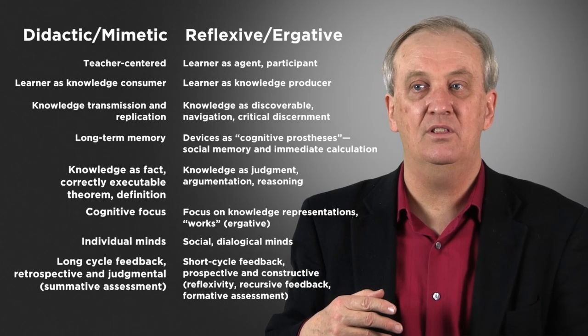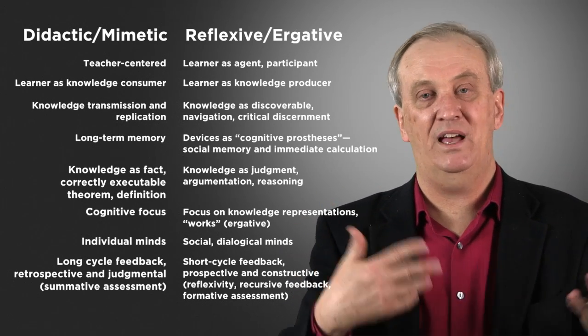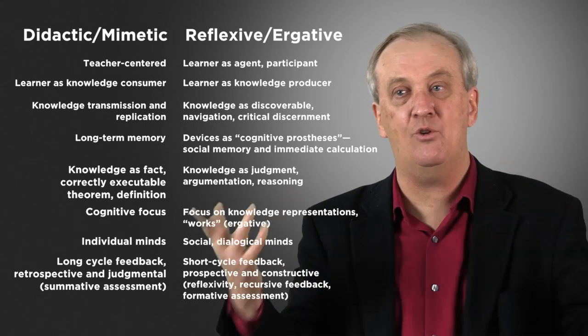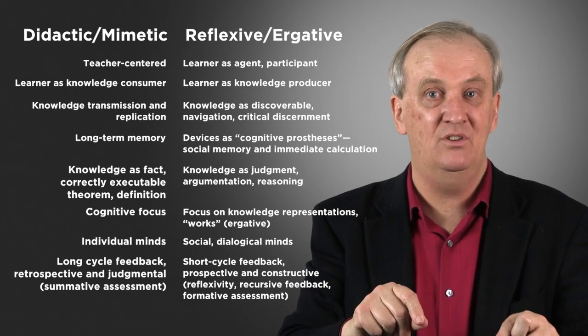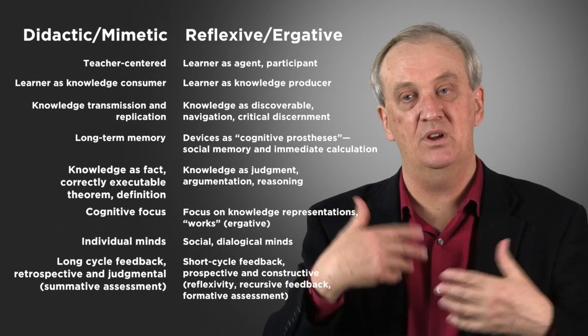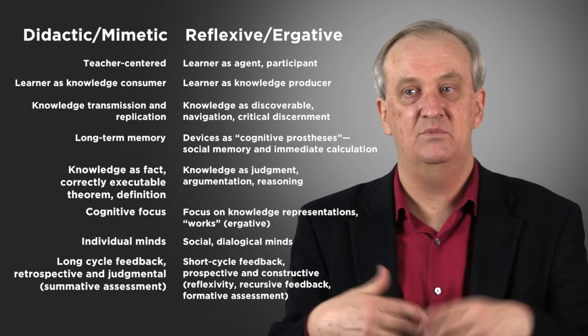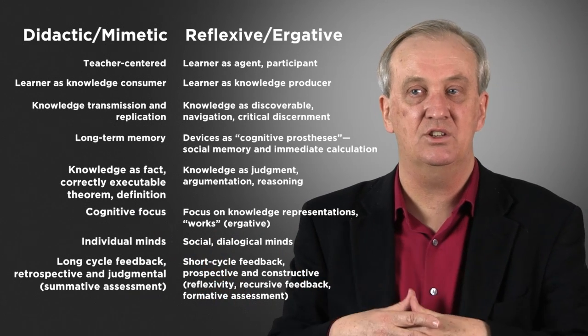And this is, if you like, a kind of social memory. The apps on my phone are forms of places where I can do immediate calculations which are unequivocally right. I just know I have to do the calculation. I have to know which calculations are appropriate and how they work. Knowledge is fact, correctly executed theorem, definitions. Knowledge is judgment, argumentation, reasoning.